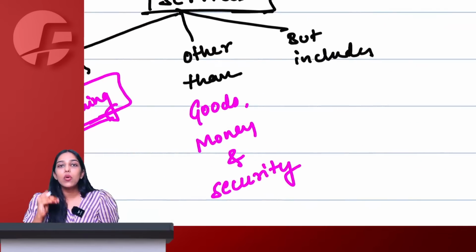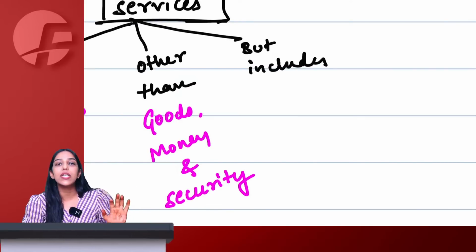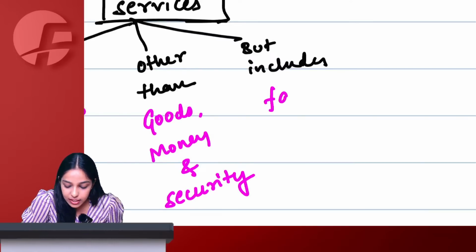What is the but includes part saying? But includes is saying we understood money is neither goods nor services. Securities are neither goods nor services. But facilitating the transactions. Facilitating.